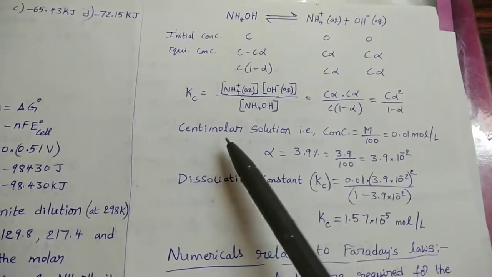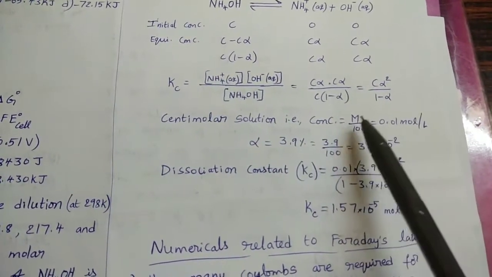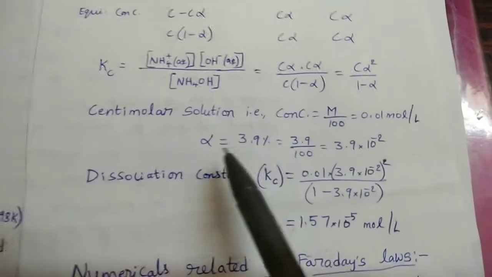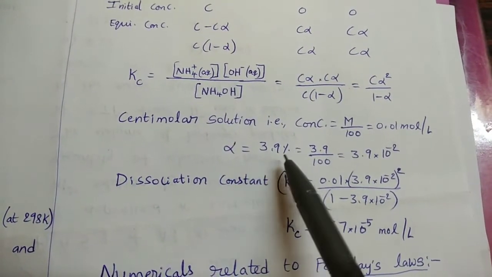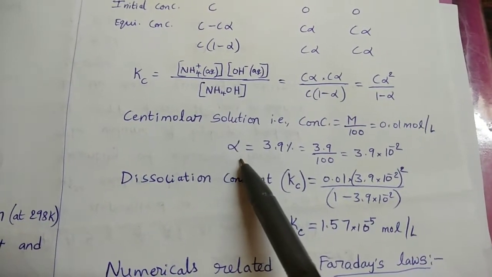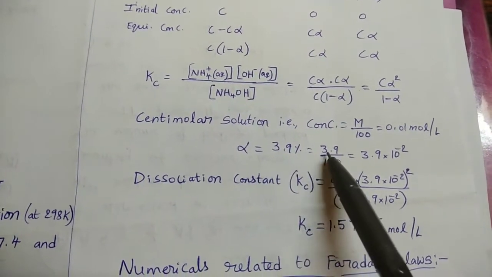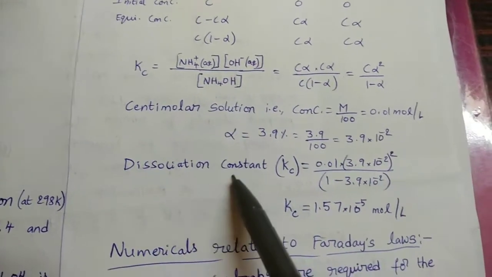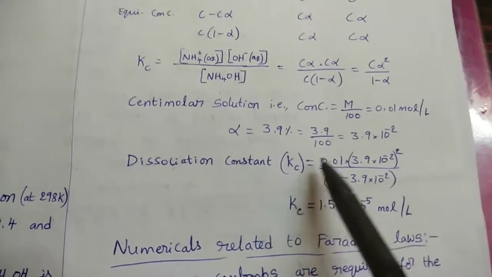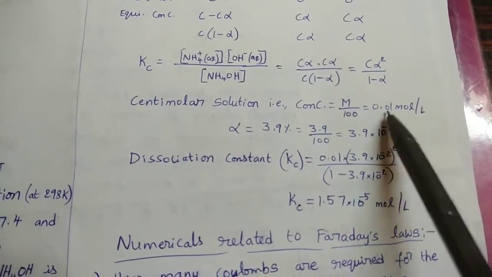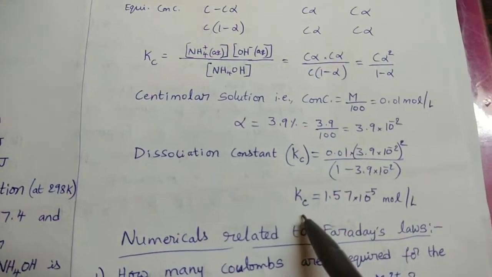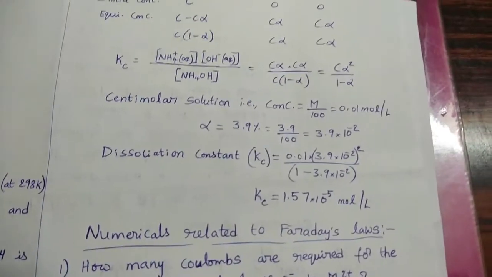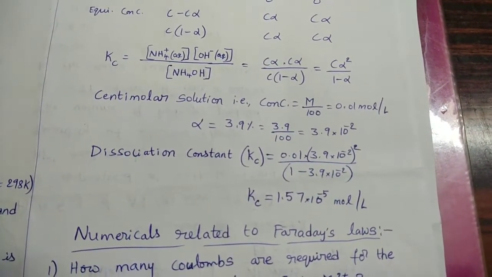Here in the question they give a centimolar solution, that means concentration equals M by 100, that equals 0.01 mole per liter. Now alpha equals 3.9%, already calculated in the previous step. So we can write 3.9 divided by 100, that equals 3.9 into 10 power minus 2. Degree of dissociation constant Kc, substitute these values: C means this value, alpha means this value. Dissociation constant Kc equals 1.57 into 10 power minus 5 moles per liter.